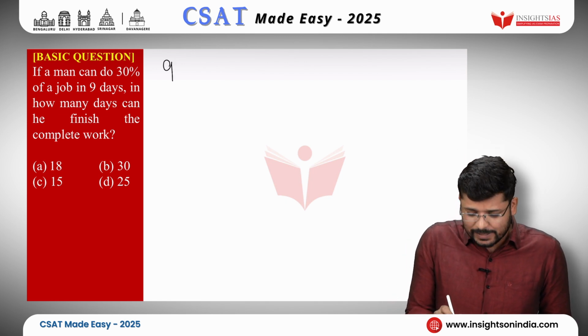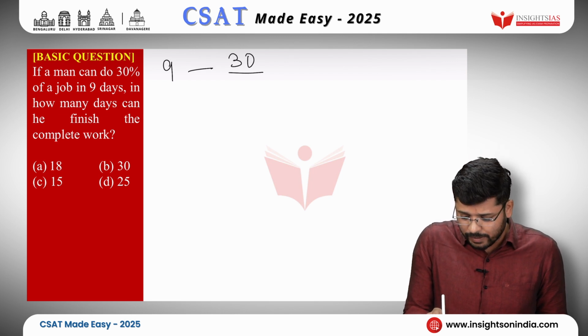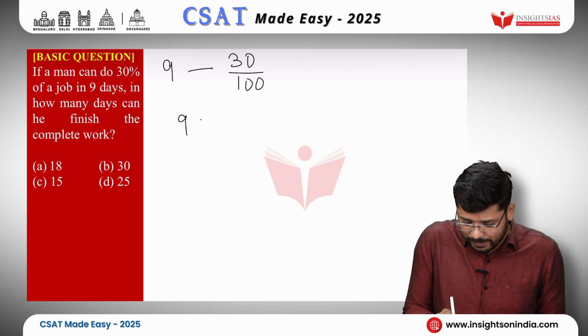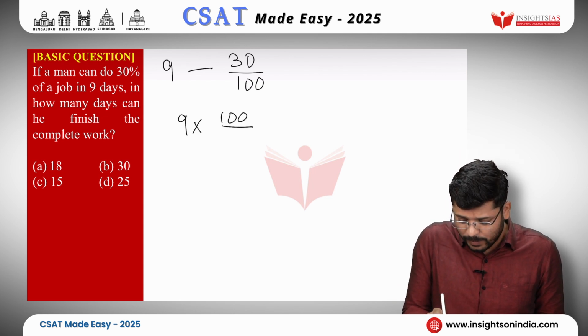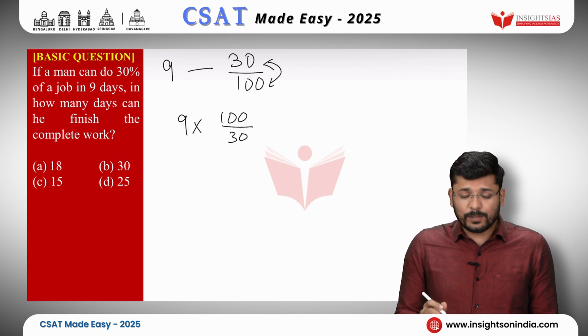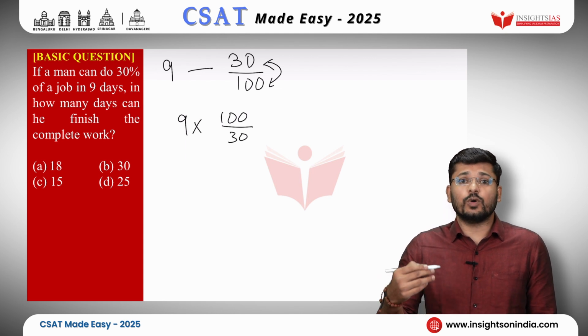He is taking 9 days, right? He is taking 9 days to do how much of the work? To do 30% of the work. So to do the full complete work, how much time will it take? He will take 9 into 100 by 30. Just do the inverse of this fraction and multiply it with the time he was taking to do that much of work, and you will get the number of days he takes to do the full work.